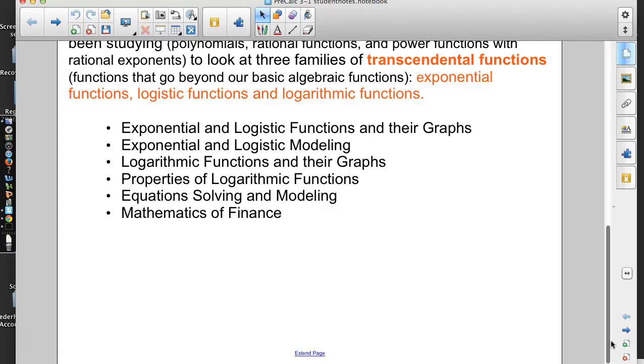And here we have our bullets of individual topics that we'll cover with exponential and logistic functions and their graphs, exponential and logistic modeling, which means word problems, of course, logarithmic functions and their graphs, which you had some experience in Algebra 2 with graphing logarithms, not a ton, so it'll be good to get a little bit of extra help with that again. The properties of logarithmic functions. Like I said, you need to know the basics already. We're going to go above those basics. Equations, solving and modeling using all of these, and then the mathematics of finance, because finance is actually where the natural logarithm, the natural base, and natural logarithms came into being. So we need to know all that good stuff.